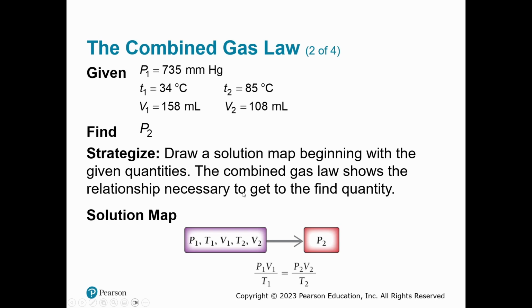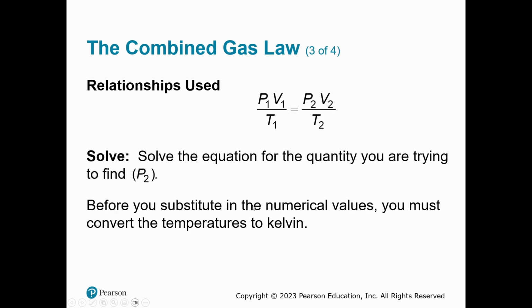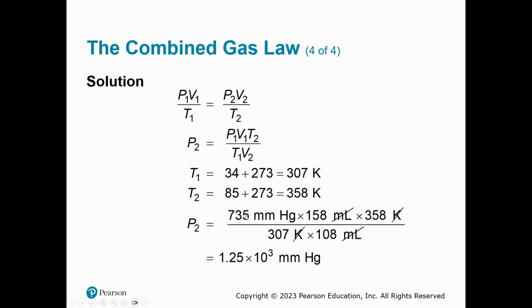So we can plug these in to PV over T equals your final PV over T. In this case, we don't have our final pressure, so we'll isolate everything, multiply by T2, divide by V2 to get P isolated by itself. This is how that would look after we converted to Kelvin right here. In this case, we have the initial and the final temperature, so you should convert both units.